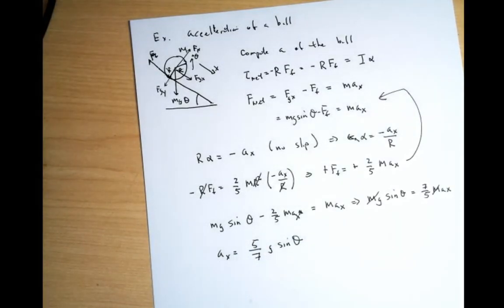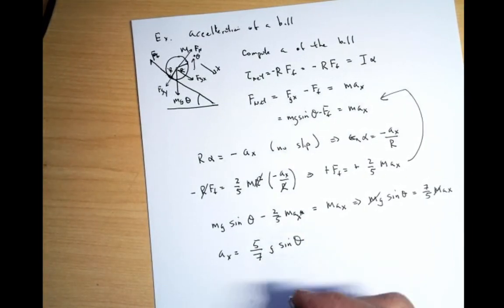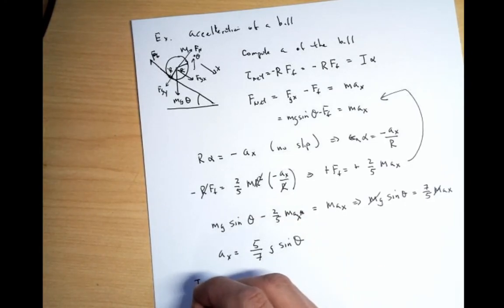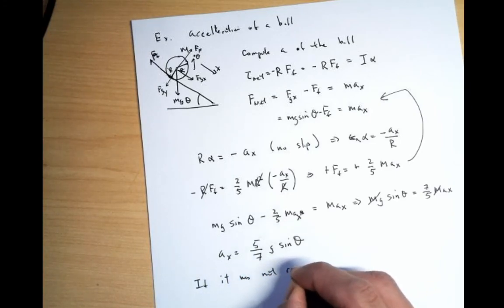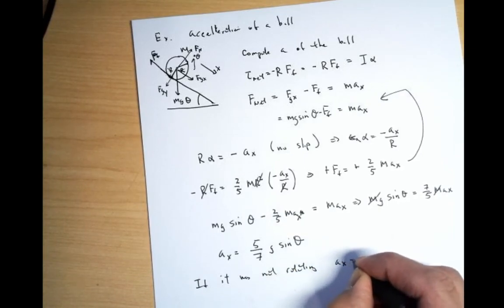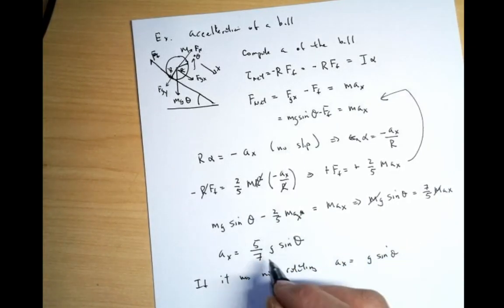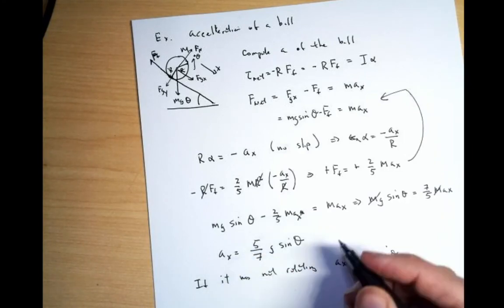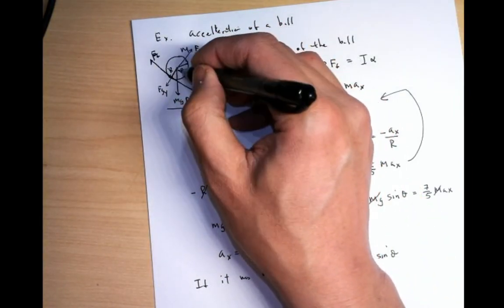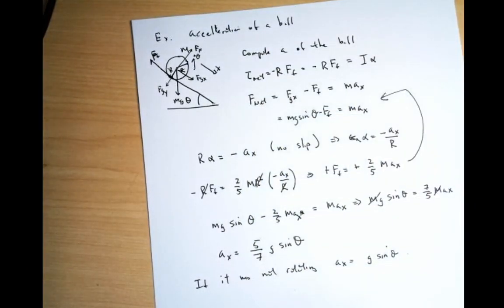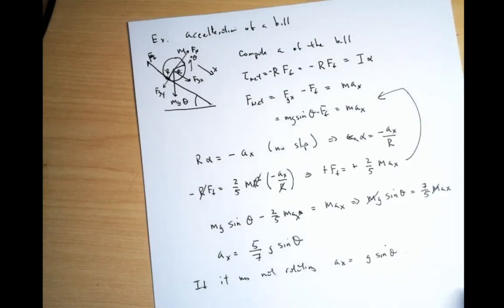All right? Now, if this was just a simple mass that was just sliding down, not rotating, a sub x would be equal to g sine theta, right? So the 7/5 basically implies that it's less; it doesn't accelerate as rapidly, because in addition to speeding up the object, you're also trying to spin it up. So that's the difference, right? It makes sense that the acceleration is less than what you would have otherwise presumed. Okay, so that's basically it for this lecture.